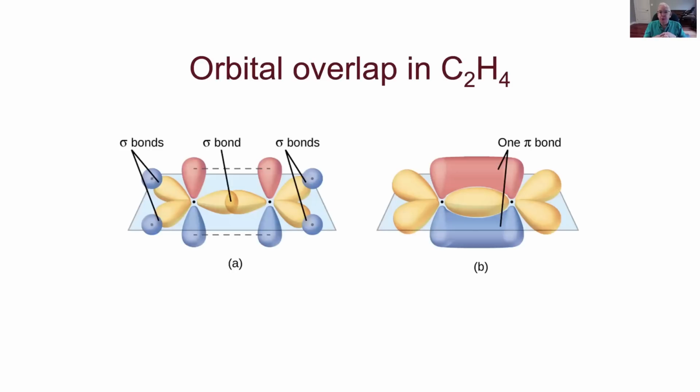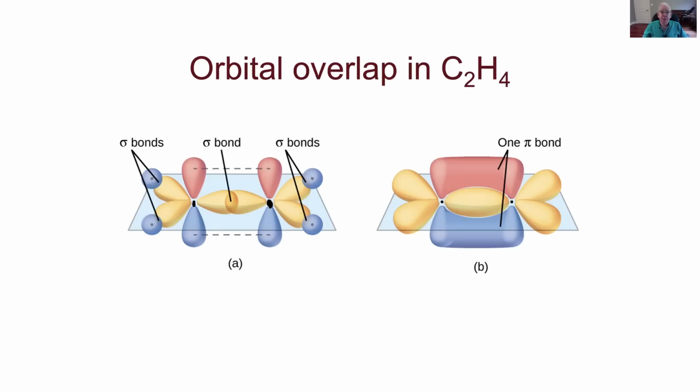So here we've got the way our C2H4 molecule would look. Let's look at the left-hand version, the A panel of the figure. This is the nucleus of one carbon atom, and this is the nucleus of the other carbon atom. The yellow orbitals represent the set of sp2 hybrids. Each one of those yellow lobes is one orbital. That's the part where this figure is a little confusing. The blue circles on the ends of those are the 1s orbitals from the hydrogen atoms.